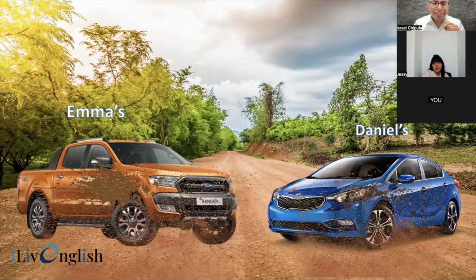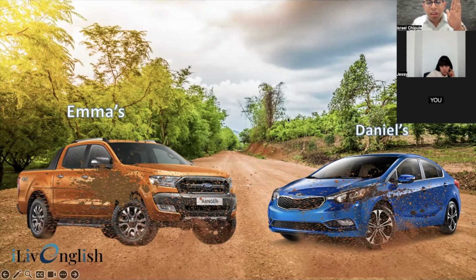Example. Teacher to student: How is Emma's truck? And how is Daniel's car? How is Emma's truck? And how is Daniel's car? Answer. Emma's truck is dirty.